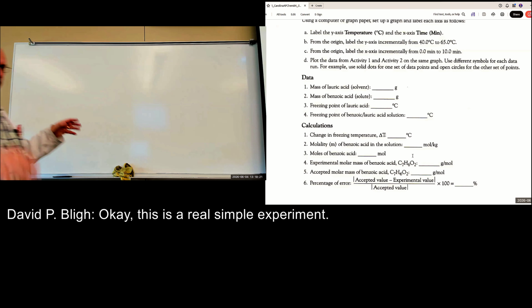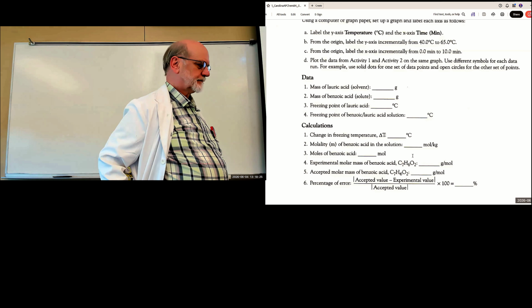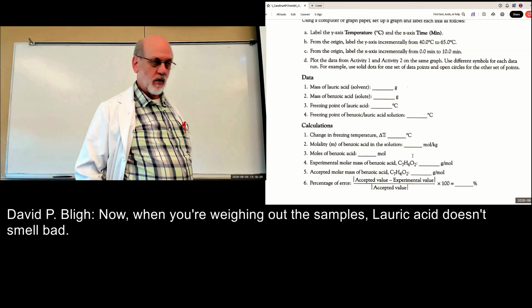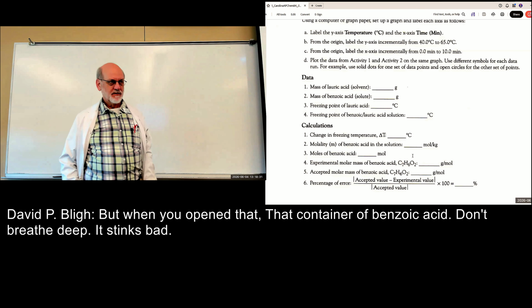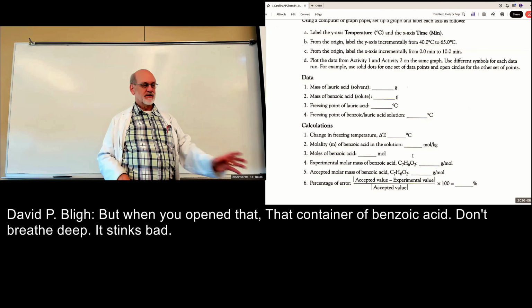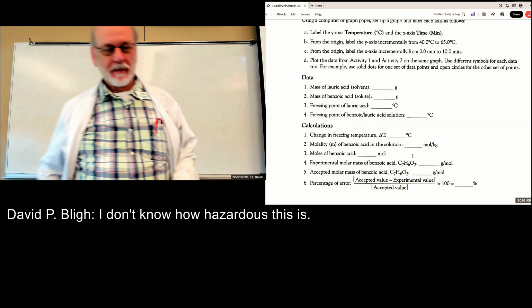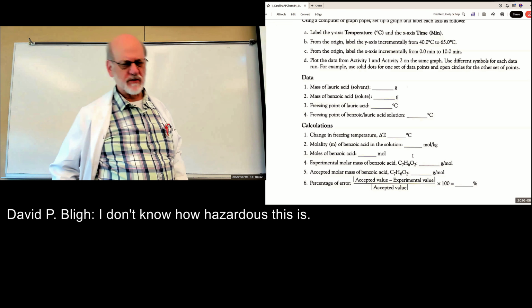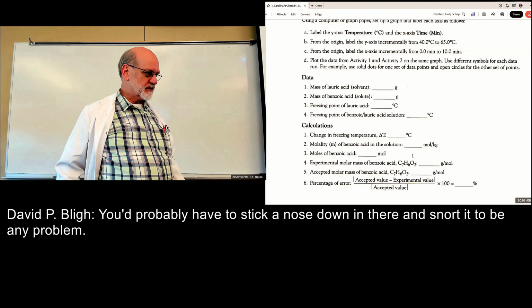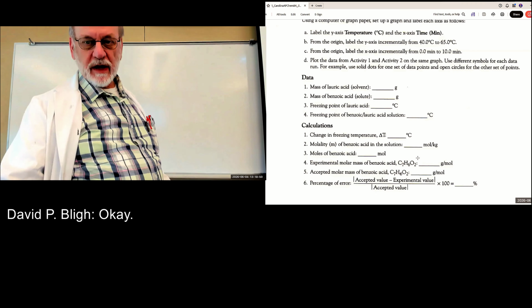Okay, this is a real simple experiment. All we have really is boiling water. Now, when you're weighing out the samples, lauric acid doesn't smell bad, but when you open that container of benzoic acid, don't breathe deep. It stinks bad. I don't know how hazardous this is. You'd probably have to stick your nose down there and snort it to be any problem. Okay.